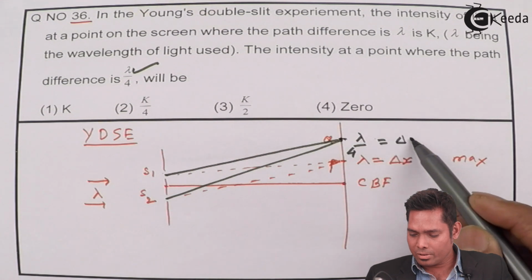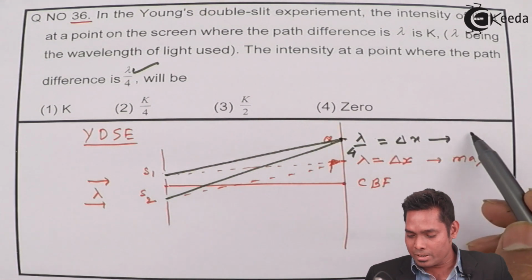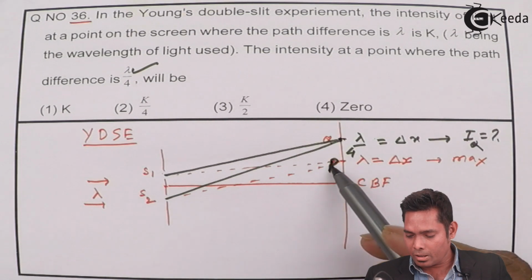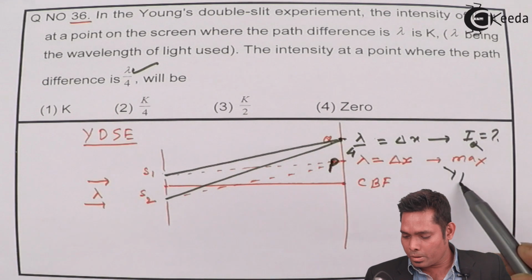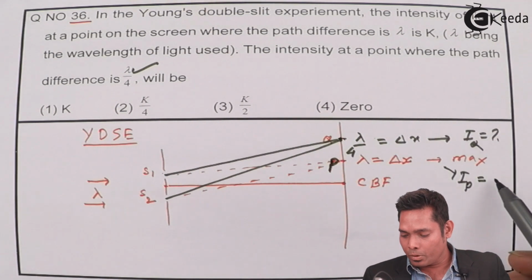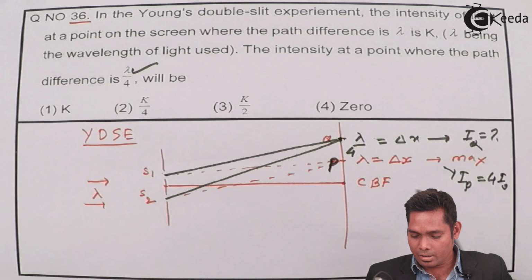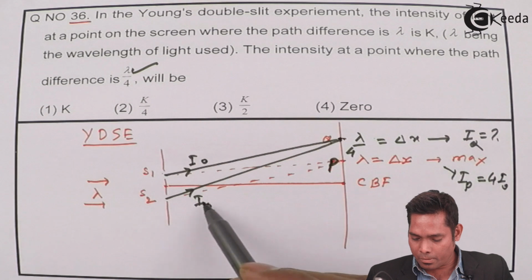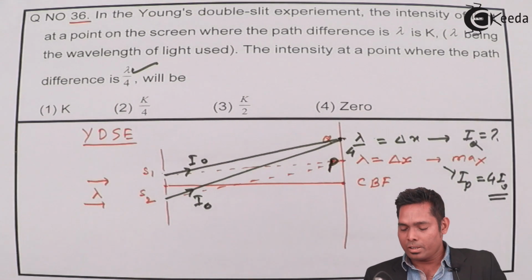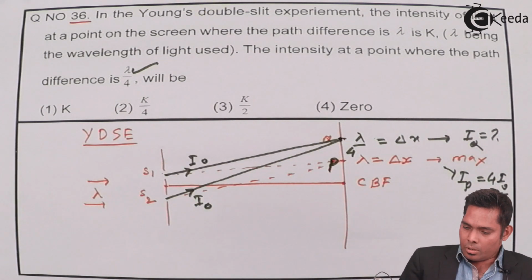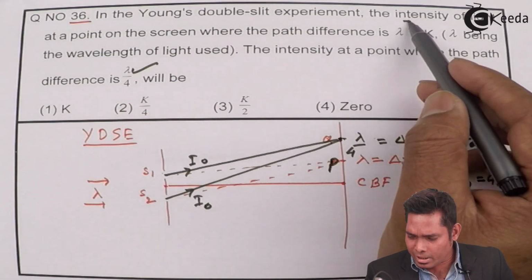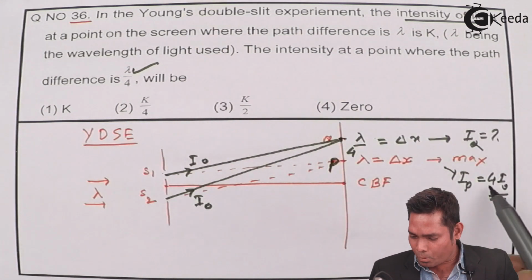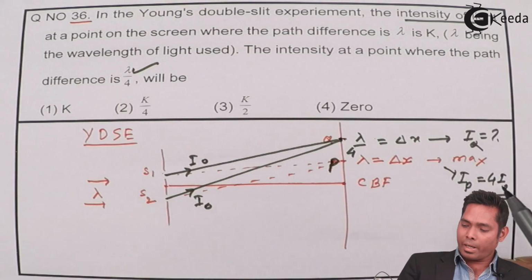This is delta x. And what about the intensity at that point Q? The point P is here. The intensity at point P is obviously 4 times the individual intensity, that is, if I naught is flowing out from each slit, then this is 4 times the individual intensity. He says that the intensity at the point where the path difference is lambda is k, that means IP equals 4 I naught equals k. So 4 I naught is basically k.